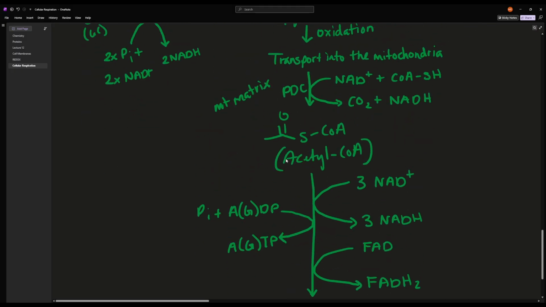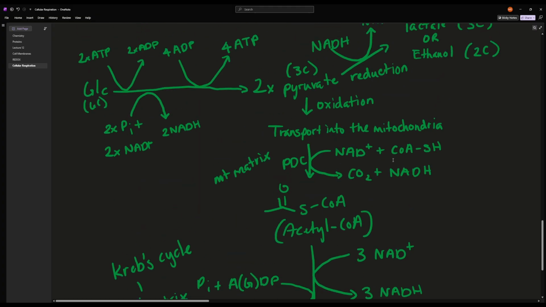All right, this is known as the Krebs cycle, or the TCA cycle, or the citric acid cycle, or the tricarboxylic acid cycle. There's like every single name possible. Call it one of them and move on with your life. This also occurs in the mitochondrial matrix.